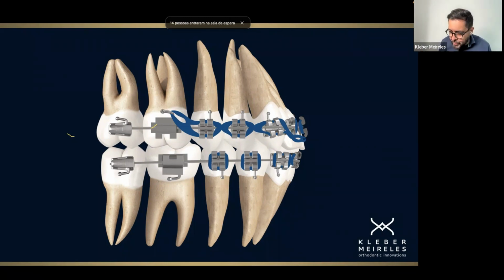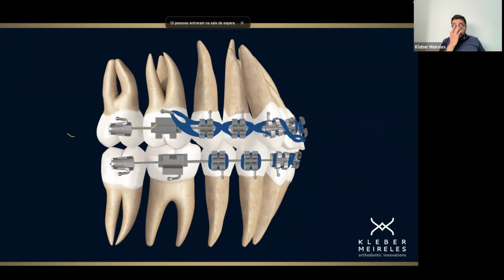I showed this in one of my classes, and there was someone from South America that told me, but we've been applying that and it's working. It's working. And I asked, but it's biomechanically wrong. It's not possible to work this way. Otherwise you need to deny the physics. You need to deny what we've been teaching and what we've been learning for so long.